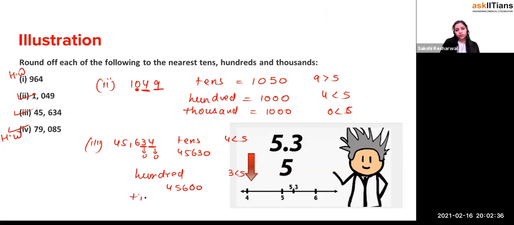Now let's talk about the thousands. For the thousands, you have to see the hundreds place. This 6 is greater than 5, so you will be adding plus 1. So this will be 46,000, and everything else will become 0. That's your answer, right?